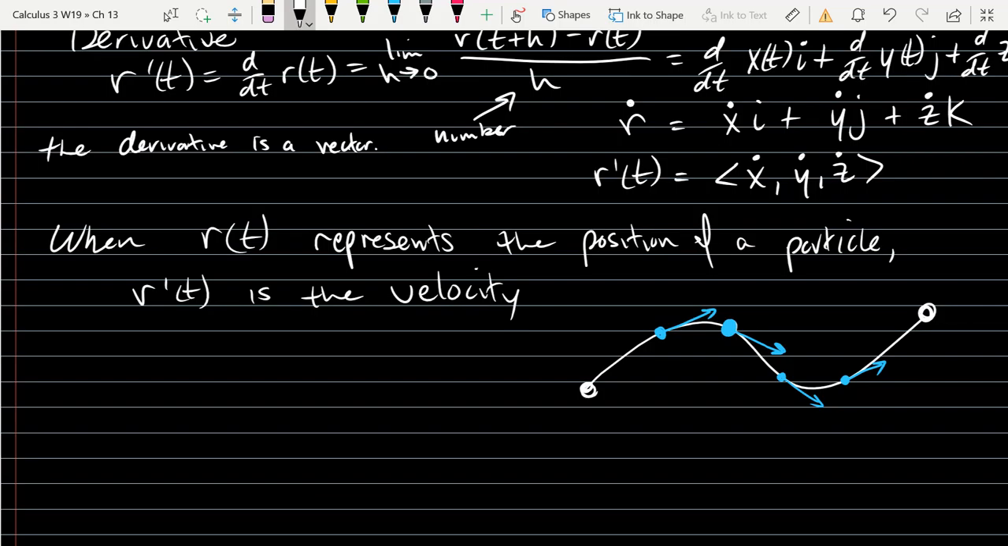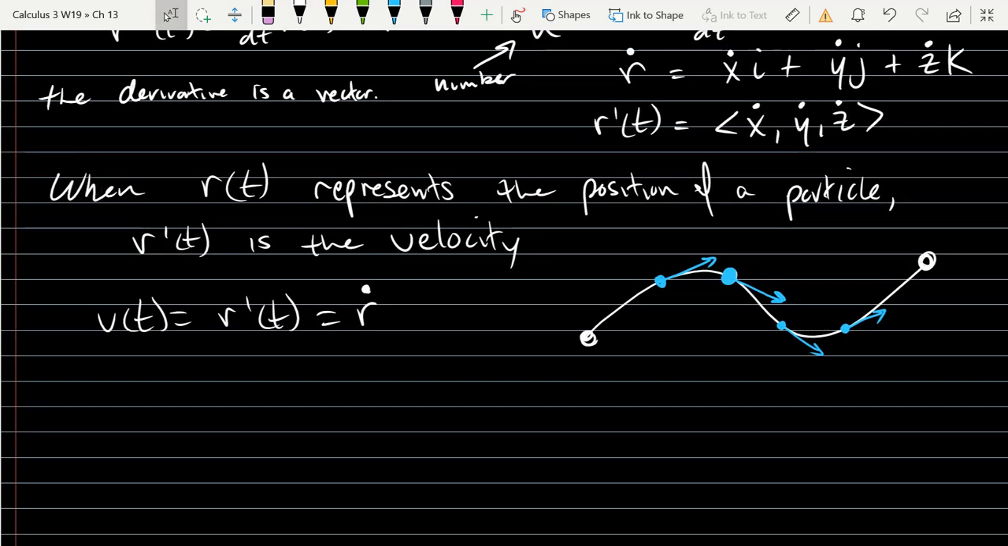While we're defining different quantities, r prime is the velocity. So I could write v of t equals r prime of t equals r dot. So that's velocity. How do I get speed from velocity? Magnitude. Speed is just the magnitude or length. My notes have s of t. Speed will be s of t, which is the magnitude of v of t, or the magnitude of r dot of t, or magnitude of r prime of t. Lots of different ways to write this down. So that's speed.